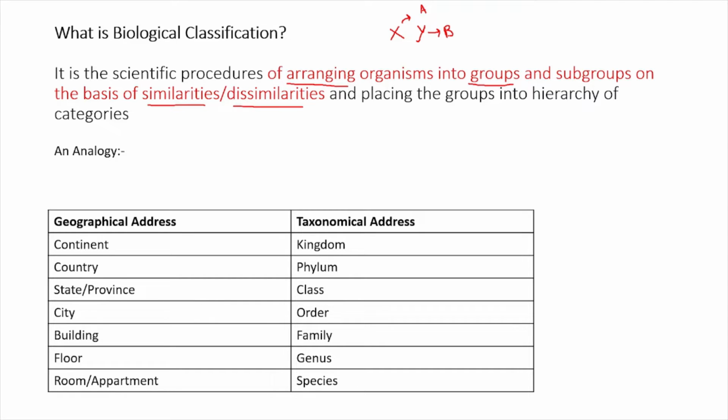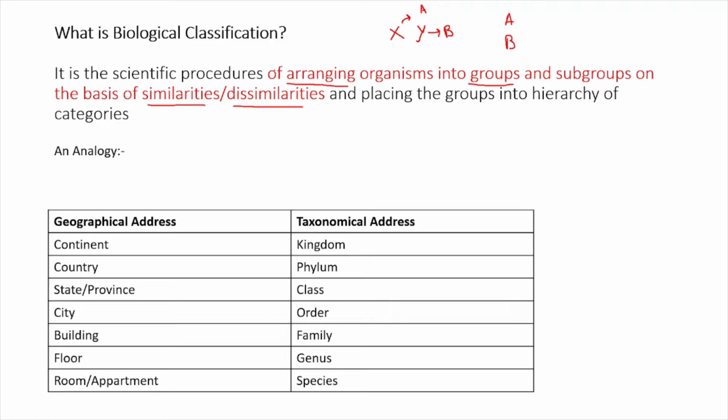You first arrange organisms according to the observable characteristics into groups and subgroups. And then after arranging and making those groups, you place them according to a hierarchy of categories. So suppose in this example, you have two organisms X and Y. You first group them according to a particular observable characteristic. You place the organism X into group A, and you place the organism Y into group B, and then you say that A comes before B. So in this way you have performed biological classification.